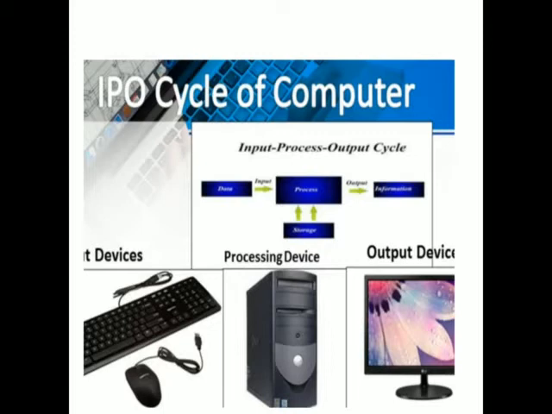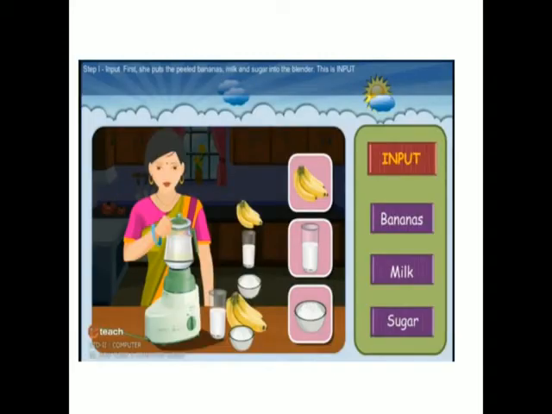Okay, so let us go through a real life example. In real life examples, we always use the IPO cycle. For example, preparing a banana shake. So students, for preparing a banana shake, first we collect banana, sugar and milk. So these are all inputs for preparing a banana shake.